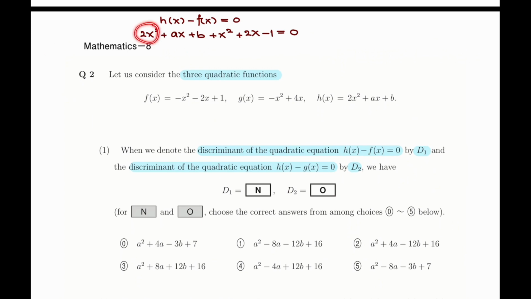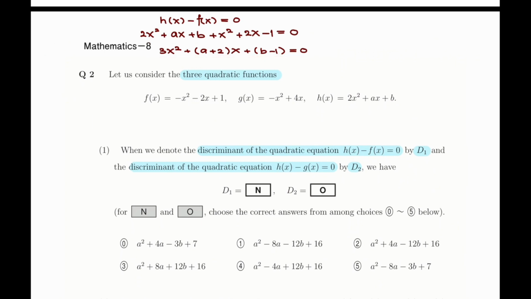I have 2x squared plus x squared, of course, I got 3x squared. And then I will factorize x from these two terms. Then I will get open bracket a plus 2 times x, and then my constant, or my independent term of x, is b minus 1, plus b minus 1 equals 0.